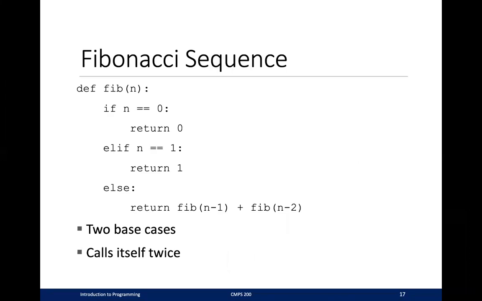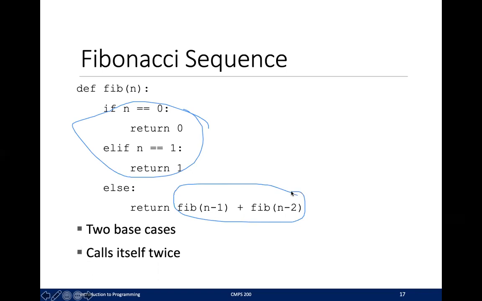So again, just to recap the code, we have 2 base cases. So here are 2 base cases, right? And we have 2 recursive calls. So the function calls itself twice. Yeah, that's really what's happening.